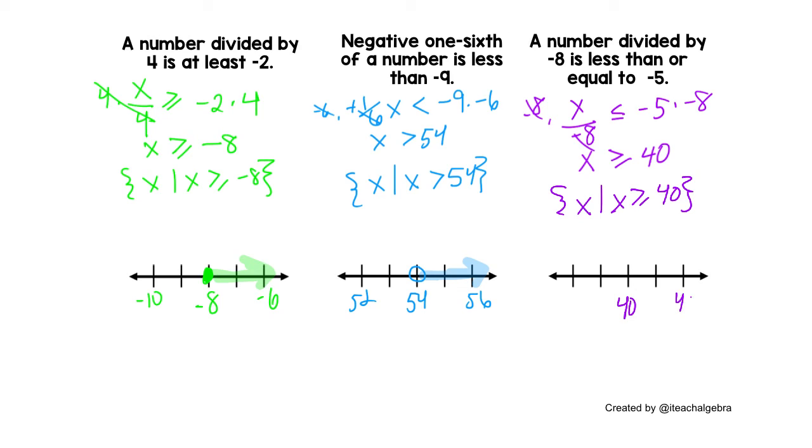On the number line, ooh, that's 38. And then it's going to be a dot at 40. And we're going to shade to the right.